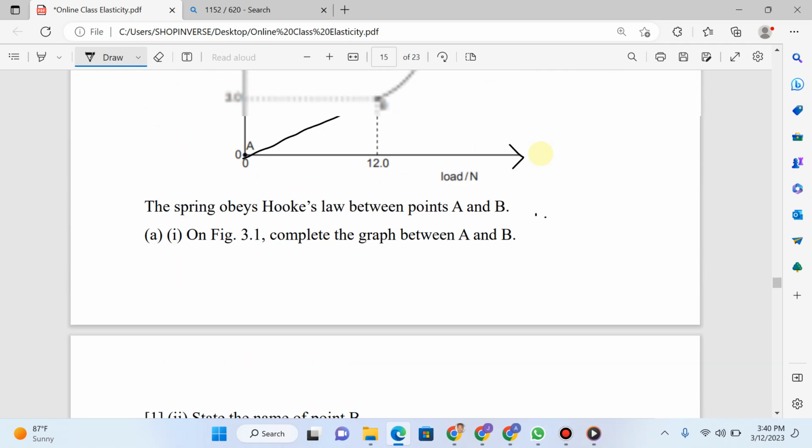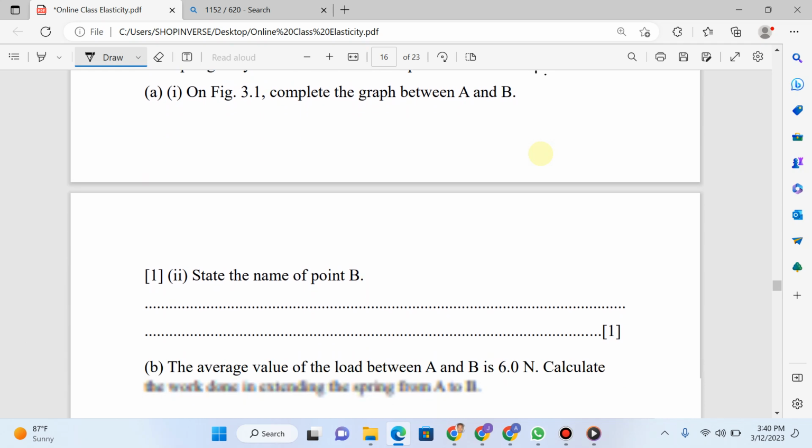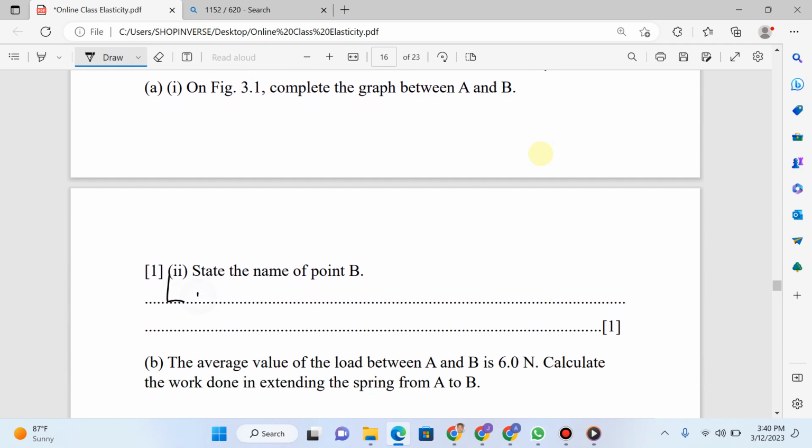State the name of point B. The point beyond which load is no longer proportional to extension. This point is called the limit of proportionality, or you call it the proportionality limit.